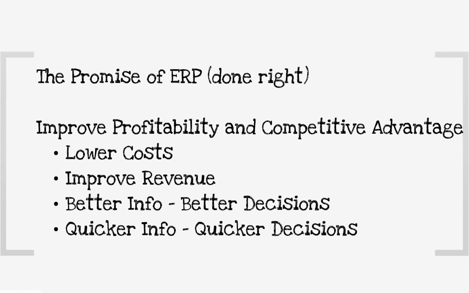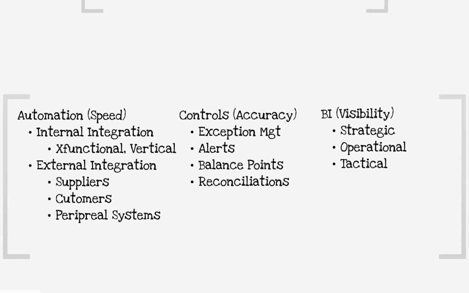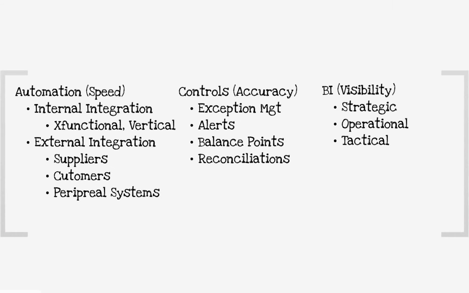All right, so the point of our presentation, the promise of ERP. People are buying ERP because they want to improve profitability, improve competitive advantage, lowering costs, improving revenue, getting better info, quicker decisions, quicker action. The way people are doing that is they're implementing a lot of automation. Either it's internal integration. When I enter in my invoice, that information is automatically flowing to my general ledger for financials. It's automatically flowing to TaxLink for compliance reporting. It's feeding into my managerial system for business intelligence.